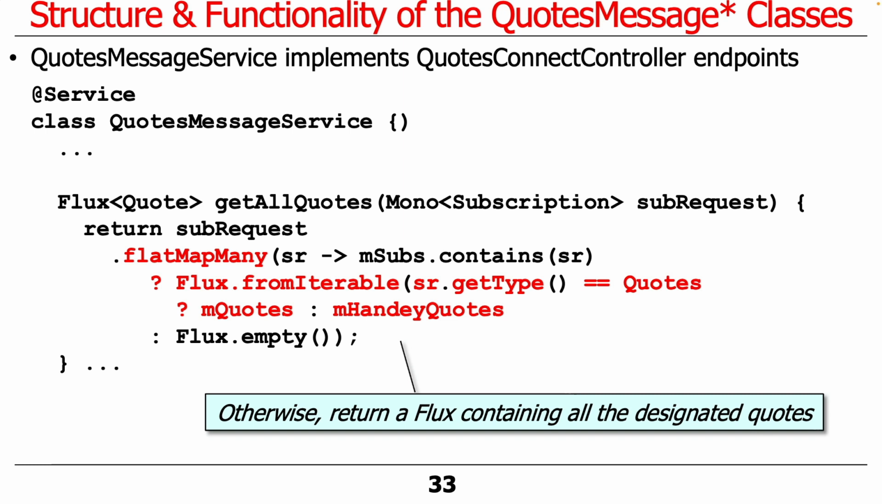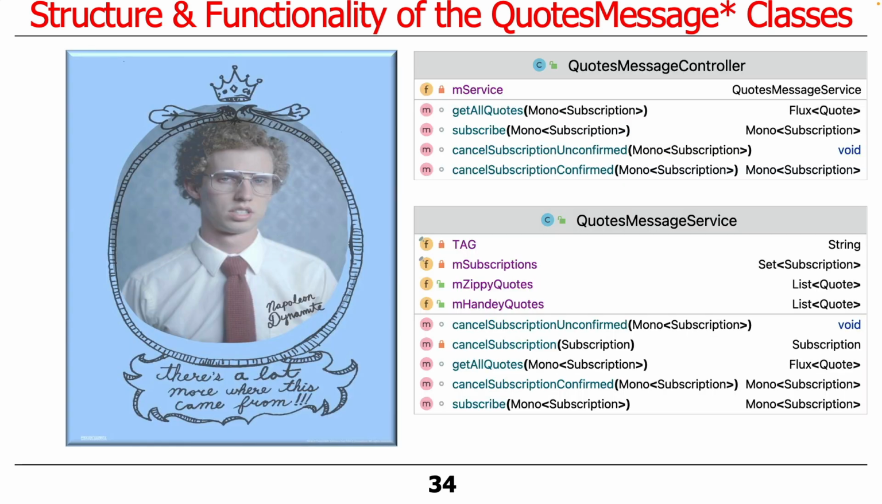If it is in the map, then what we do is we go ahead and we check to see what kind of subscription. Are we subscribed to the zippy quotes? Are we subscribed to the handy quotes? This should say zippy. So if it's zippy, then it returns the zippy quotes. Otherwise, it returns the handy quotes. And that will then come back and stream back to the client using the back pressure policies that the client has put into place. Notice that the server doesn't really know the back pressure policies are put in place. It's relying on the client to do that.